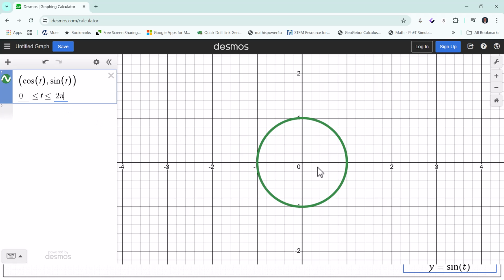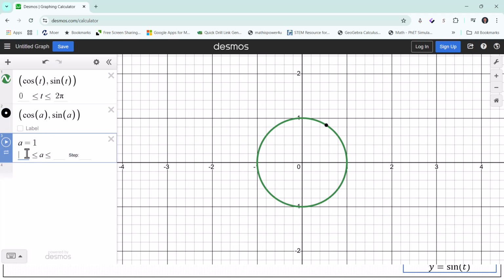And now let's trace out a point along the unit circle from t equals 0 to 2 pi. To do this, we'll go to cell 2 and enter the ordered pair cosine a, sine a, and click Add Slider, and we'll have a go from 0 to 2 pi, and we'll have the step be pi divided by 16. Click out of cell 3, let's drag the slider back to 0, and let's click Add Label.